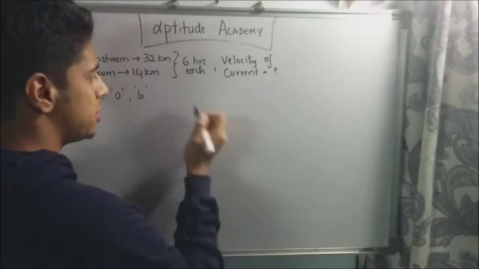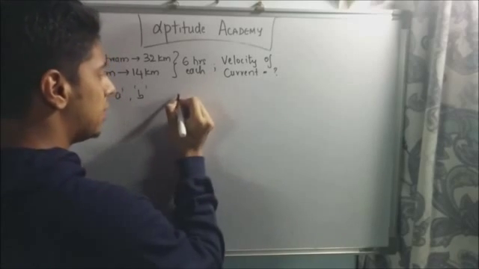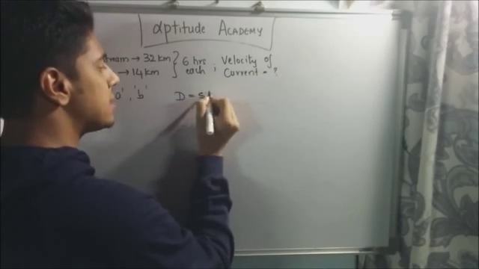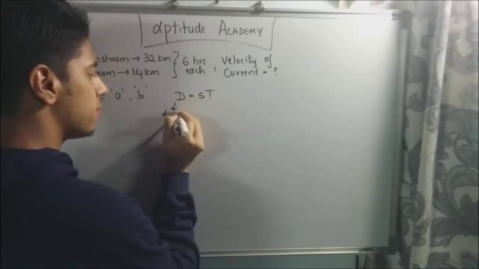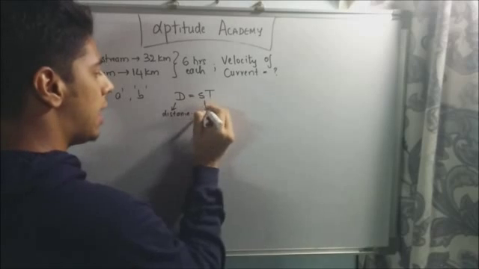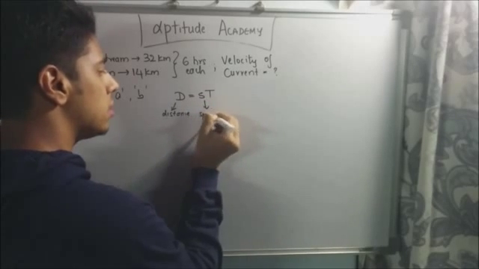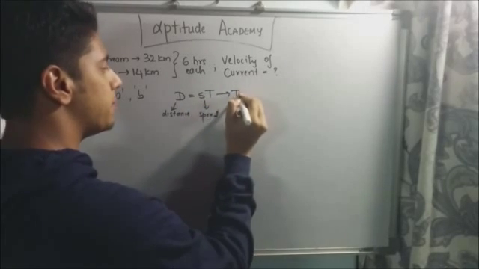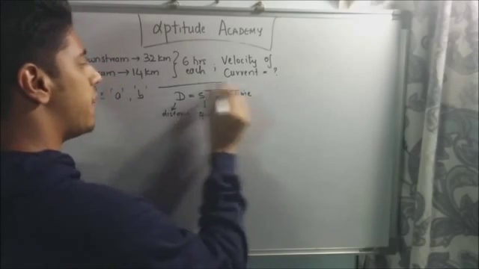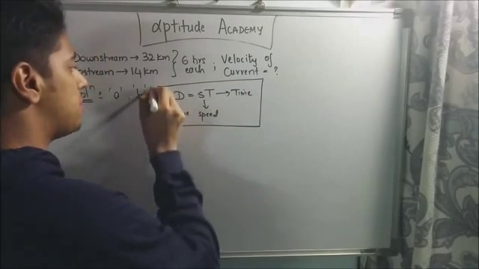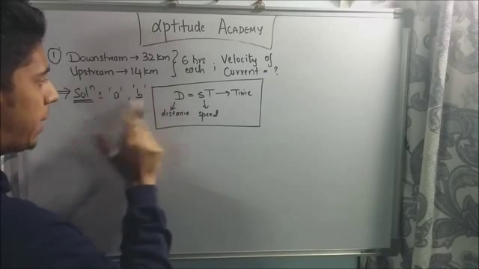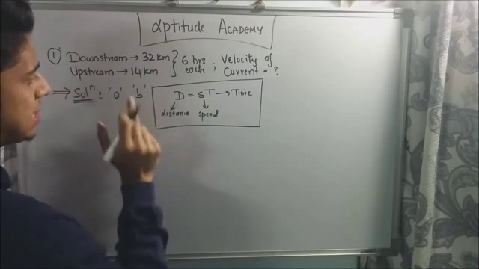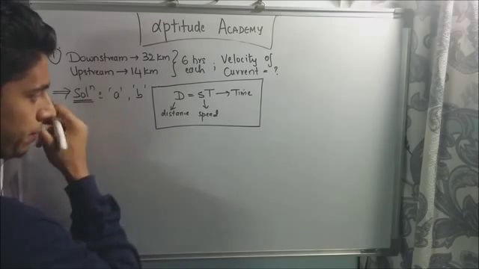Now, a very important formula that is used here is known as the distance formula. That is D is equal to S into T, where D is your distance, S is the speed, and T is the time. This is a very important formula when you're solving boats and streams problems. Now, what we have to do is find the speed for each of these cases. So let's start with downstream.